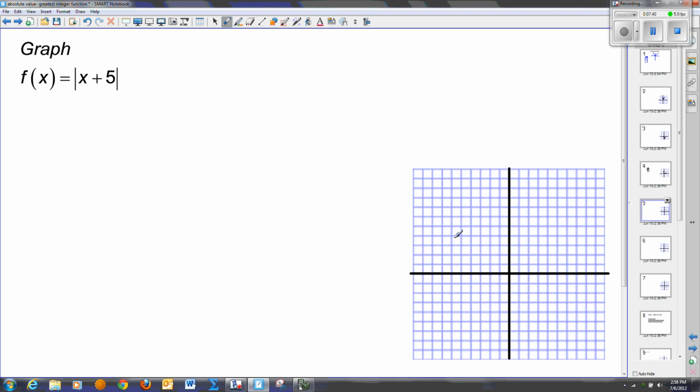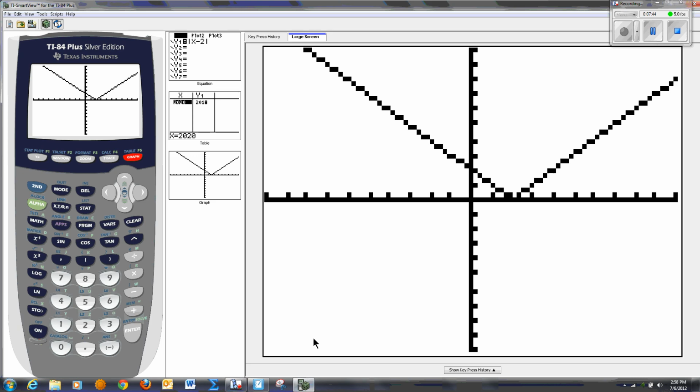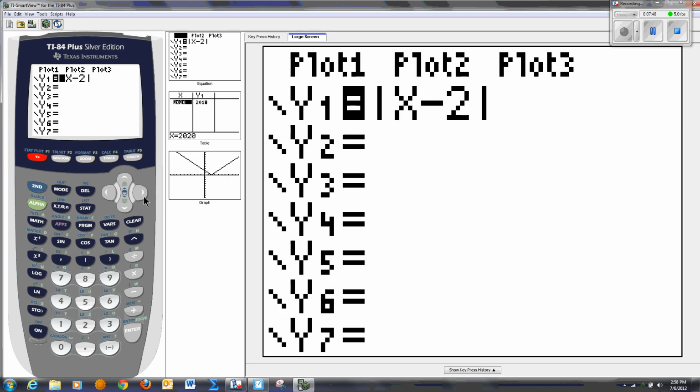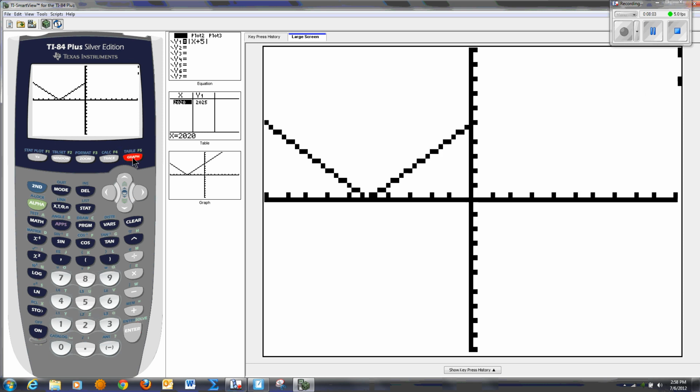Next, we move to y equals |x + 5|. Go to our calculator. What do you think is going to happen? Maybe you've already guessed, but I'm going to plug this in and show you actually what does happen. We're going to add 5 this time and go ahead and graph that.